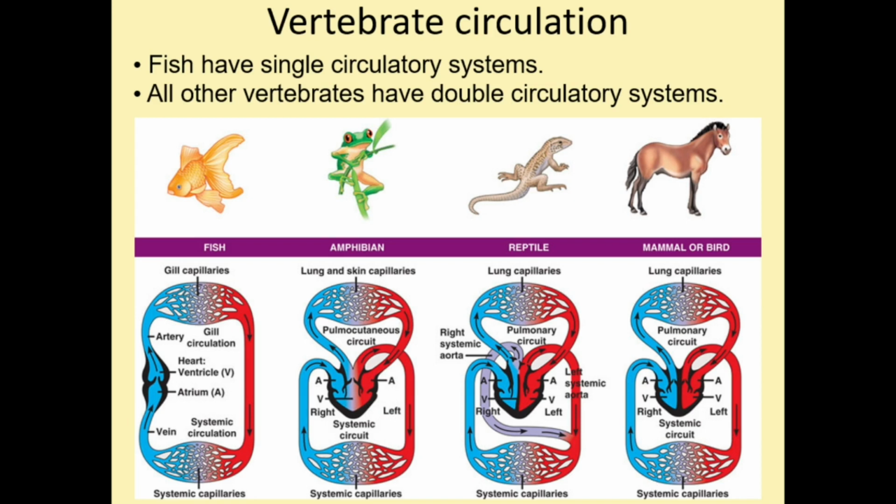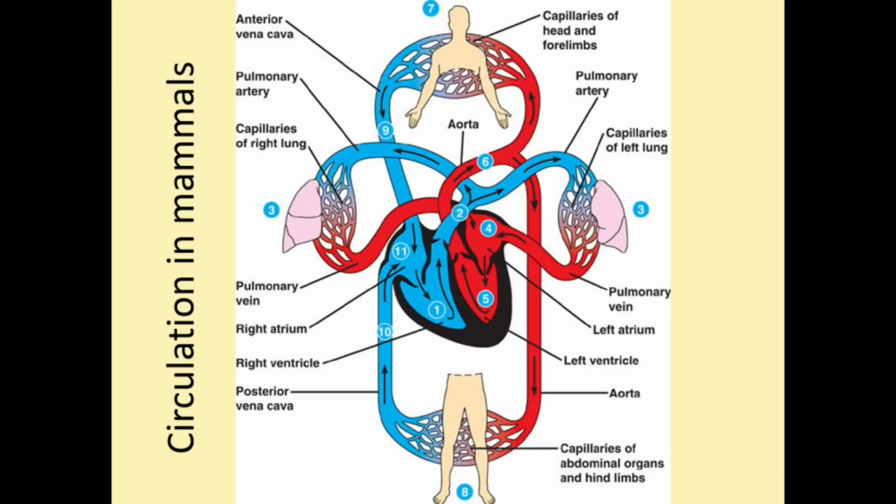So there we can see the five main groups of vertebrates and the way that their circulatory systems are all based around a similar theme, but there are some slight differences. But what I want to do next is just focus on the circulatory system in mammals.